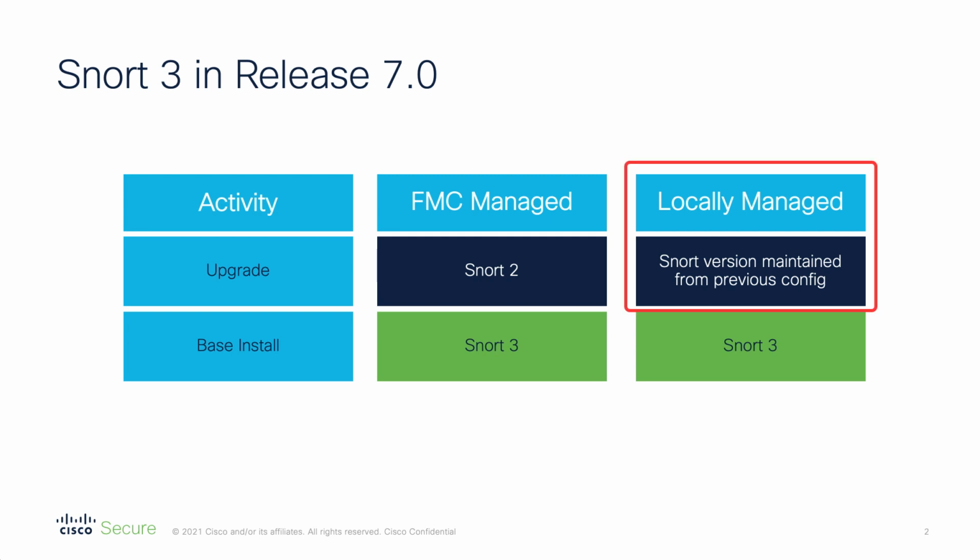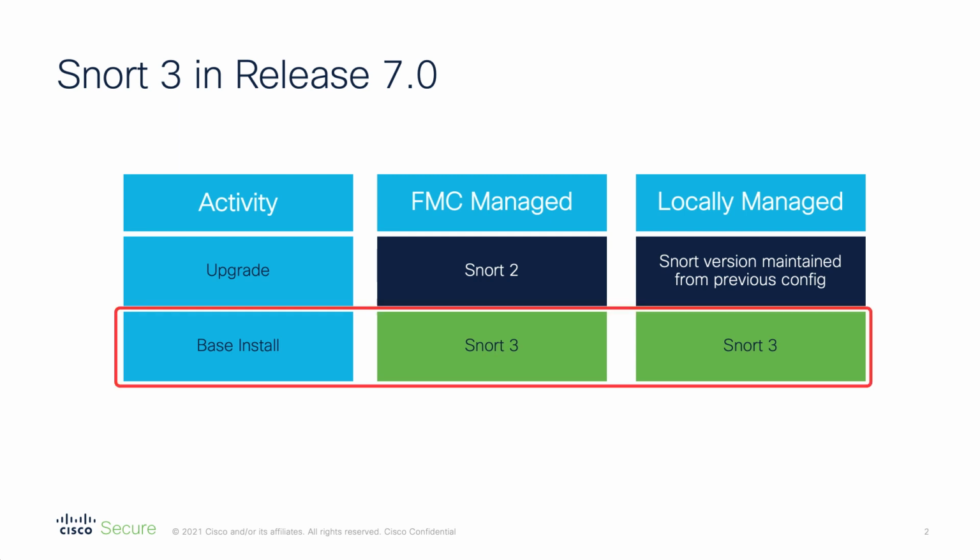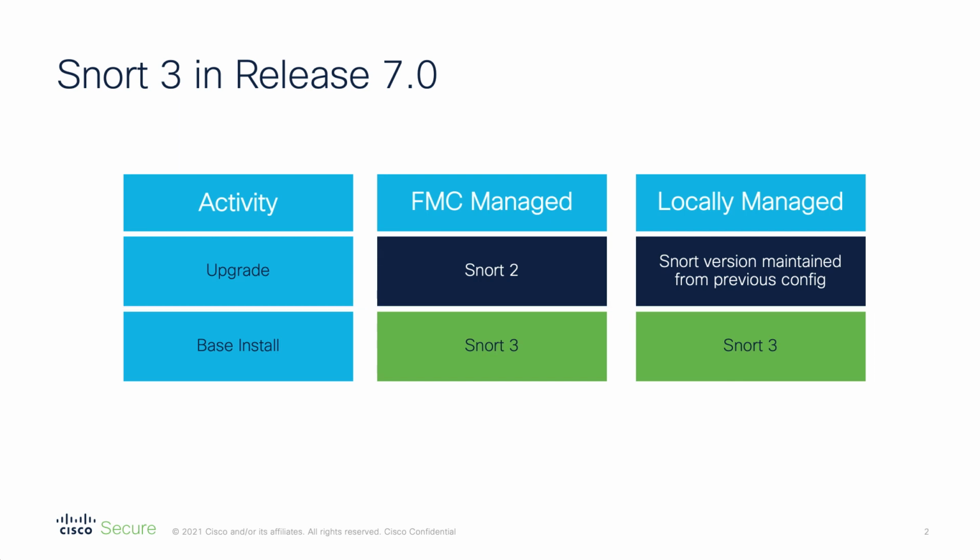Now a locally managed device, again, the FDM managed devices, because you could have installed Snort 3 previously in version 6.7, it will maintain whatever that version is. So if it was Snort 3 before, it will still be Snort 3. If it was Snort 2, it will remain Snort 2. So we're not going to change anything there. When it comes to a base installation, if you install a new Release 7 device, it will default to the Snort 3 detection engine. And this applies to either the FMC managed or a locally managed device.